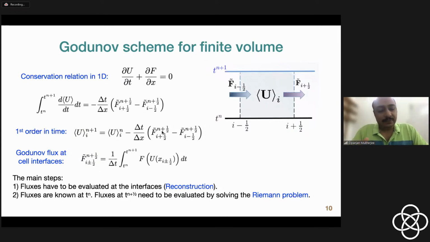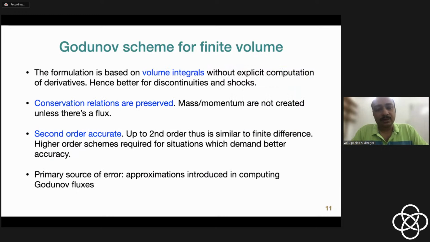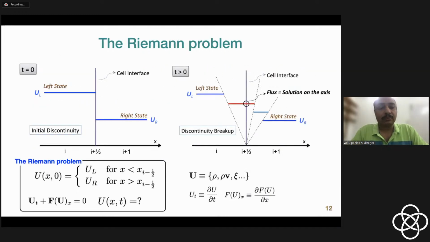So the main steps involved are that the fluxes have to be evaluated at the interfaces, which is something called the reconstruction. And at a given time n, we can always find the fluxes at any point by interpolating the solution. But what we need to find, as you can see, is n plus half, so fluxes at the intermediate step. And for that, we have to solve something called the Riemann problem, so let me go to the Riemann problem first.